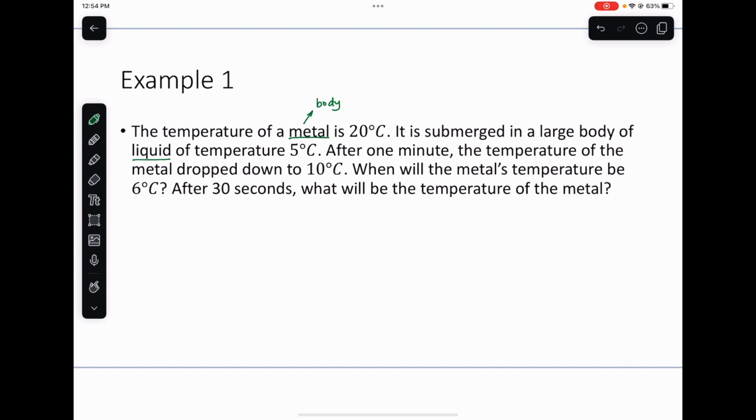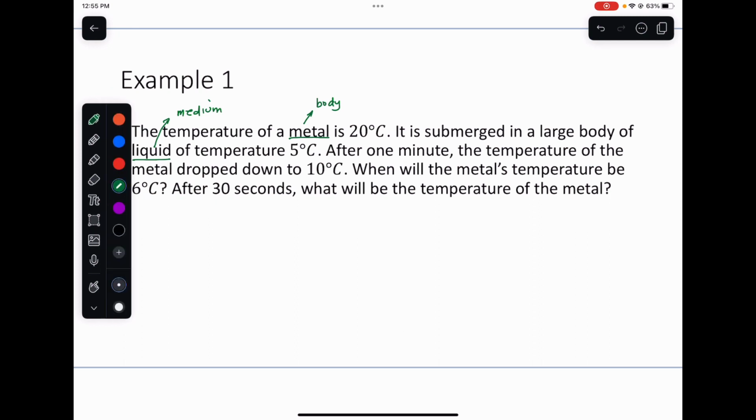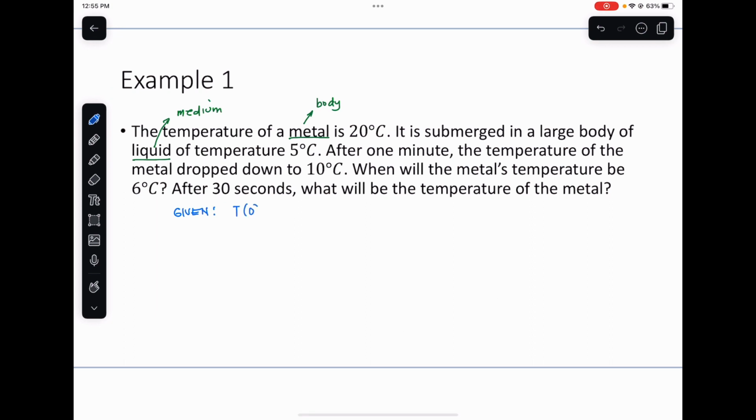Okay, so the liquid would correspond to our medium. So from there, we can now get that for our given, we can see here that the temperature of the metal is 20 degrees Celsius. That is initially. T here would correspond to the body. So initially, when time is 0, the temperature of the body or the metal is 20 degrees Celsius.